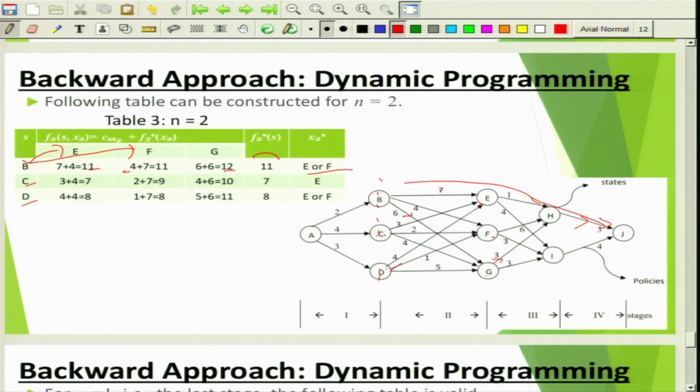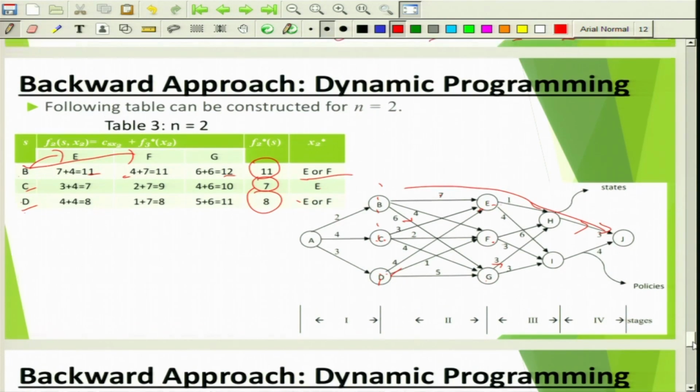Now you have got the most optimal or most minimal cost at this stage, which, starting from B, is 11, starting from C it's 7, starting from D it's 8. The best point is E or F if you are starting from B, E if you are starting from C, and either E or F starting from D. Now there is the last step.